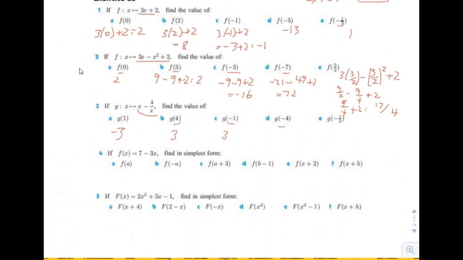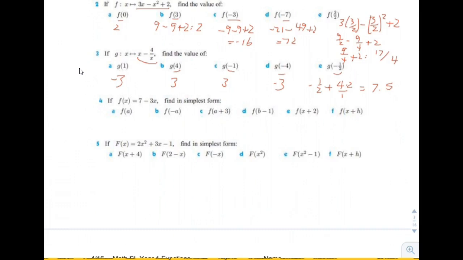Put negative 4 in there, it would be negative 4 minus 4 divided by negative 4, which would be 1. So negative 4 plus 1 is negative 3. Would have put negative 1/2 in there. Then it would be negative 1/2 minus 4 divided by negative 1/2, which would be 1, something like that. So negative 1/2 plus 8, which is going to be 7.5.